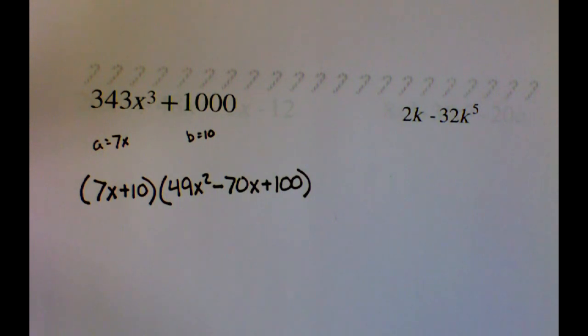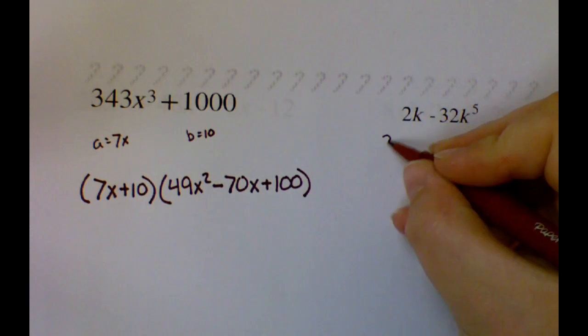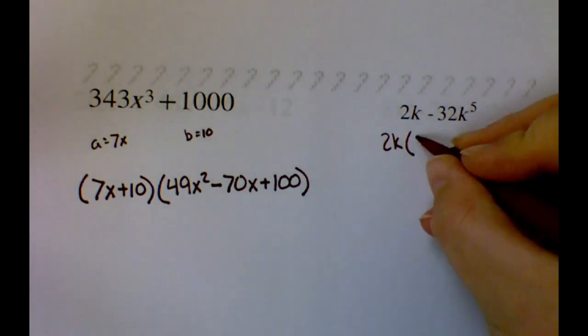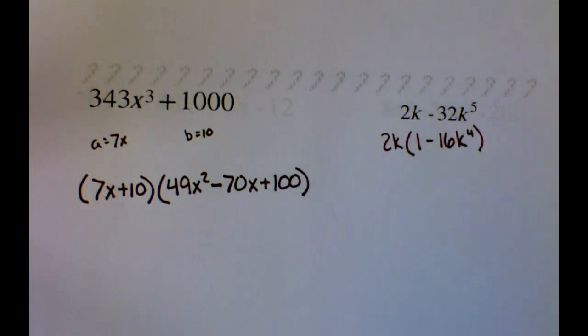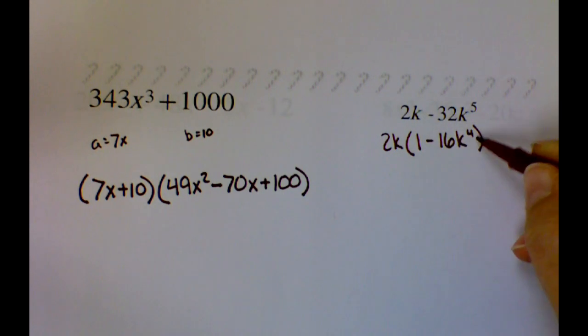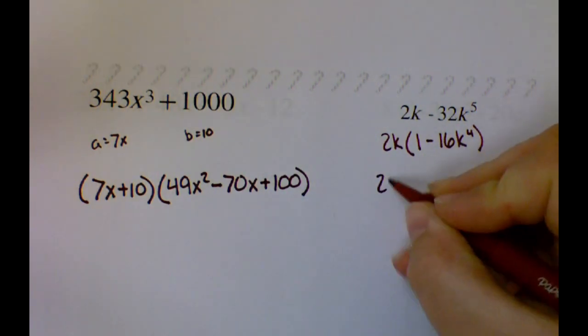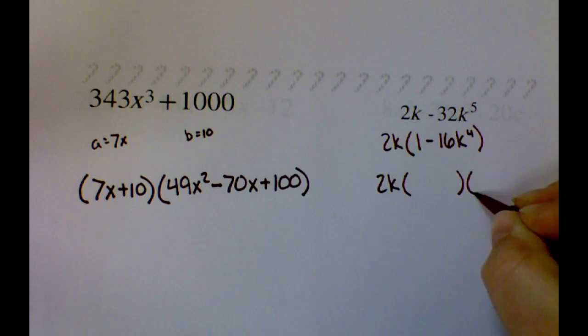For 2k minus 32k to the 5th power, I start off with my GCF. I can take a 2k out of each term. That leaves me 1 minus 16k to the 4th power. Well, now I look at this, I have 2 terms, but 16k to the 4th power is not a perfect cube. But it is a perfect square. So this is actually the difference of squares formula.